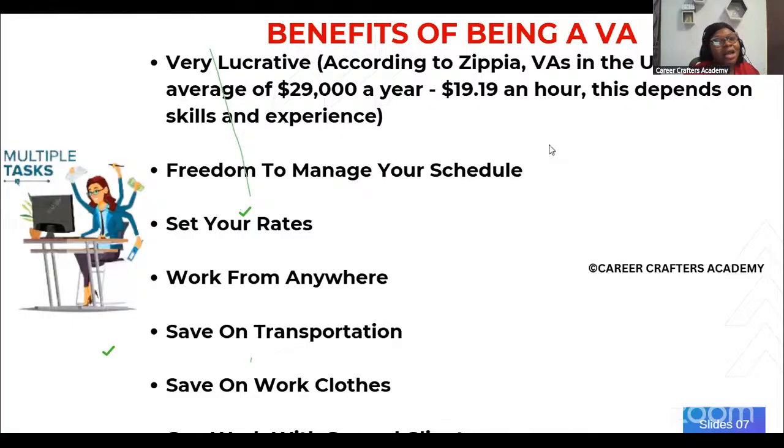Another benefit is that you can work from anywhere. Anywhere. You can be on vacation and be working. You can be in your room and be working. You can be in a hospital or wherever you are. As long as there's an internet connection, you can still provide your services to your clients. Your client doesn't need to know, oh, I'm sorry, I'm running late. No, you just turn on your computer and you start.